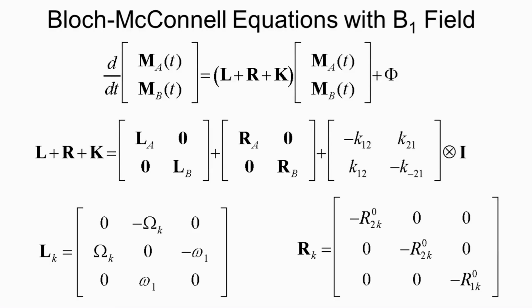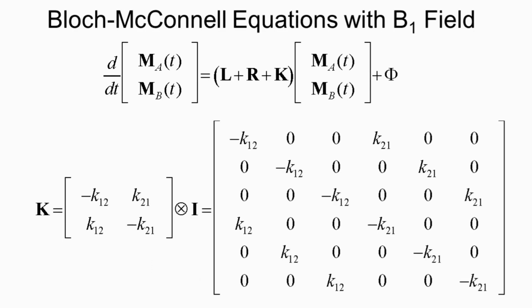So here are what the L matrices look like. We have the frequency, the offset frequency, and the effect of omega-1. I've assumed here that the omega-1 field is along the x-axis, just for convenience. The R matrix for each site has transverse relaxation for the x and y components, and R1 for the z component. And here is the matrix K for two states. If it's expanded up to 6 by 6, it has the following structure. And you can imagine how complicated this starts to get for 9 by 9.